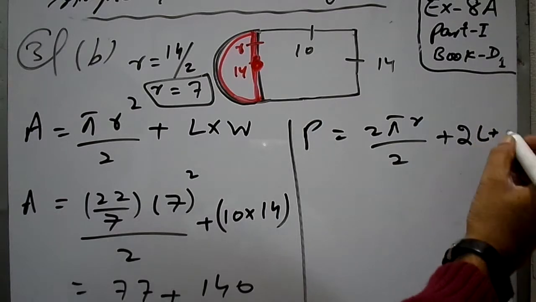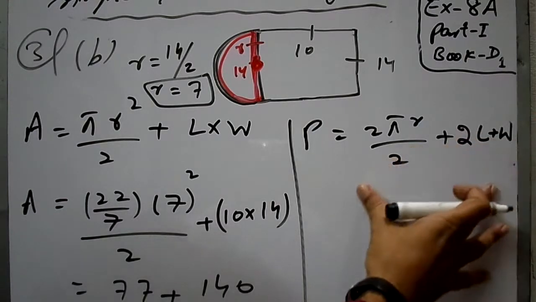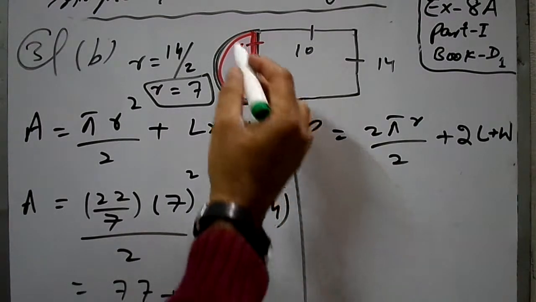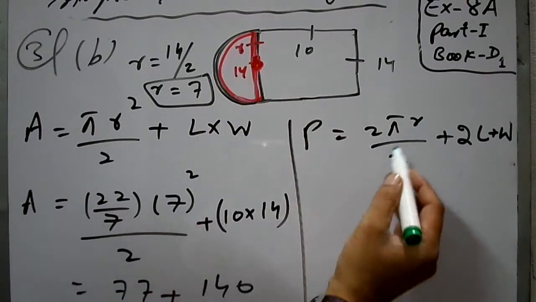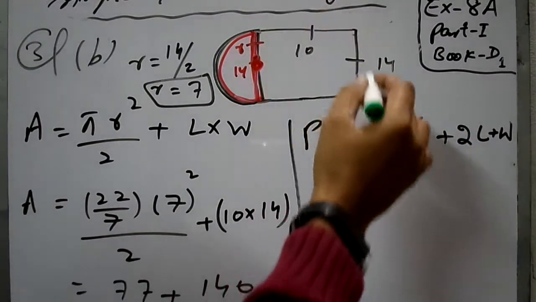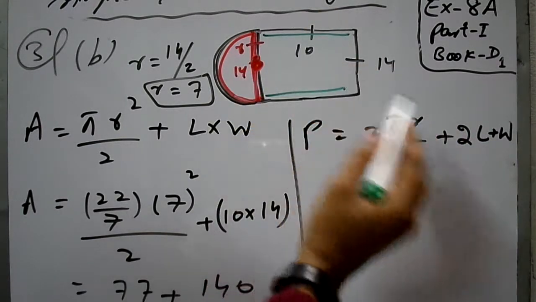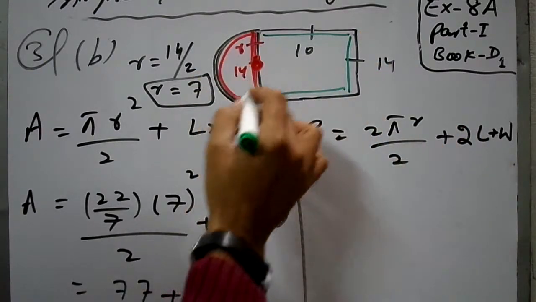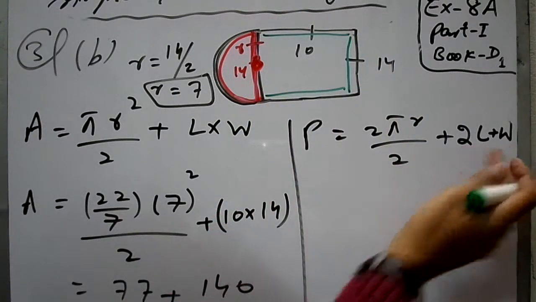W is your width. Now you can see how we modify this formula, because you know the circumference of a full circle is 2 pi r, but it is a semicircle, so divided by 2. Similarly, when we find the perimeter, you have two lengths, that length and that length, and one width is this one, because this length is covered by the semicircle, so that's why we have to use 2L plus W.